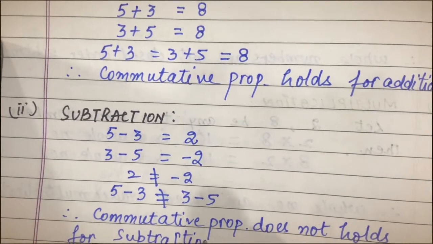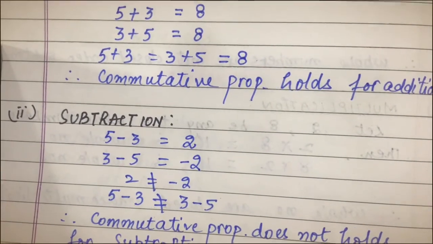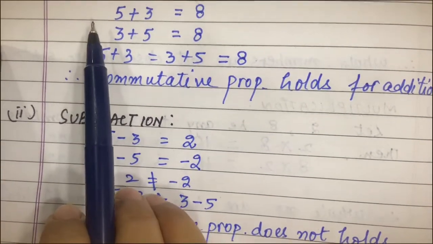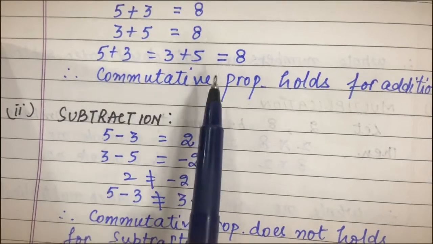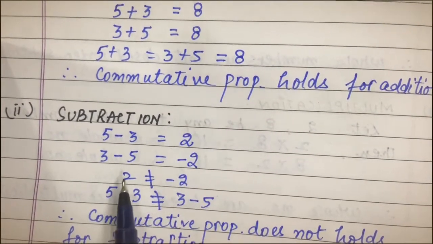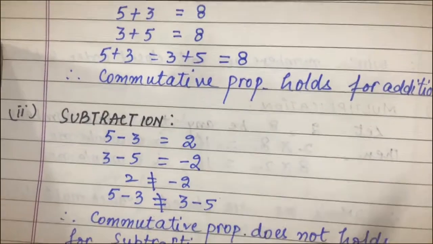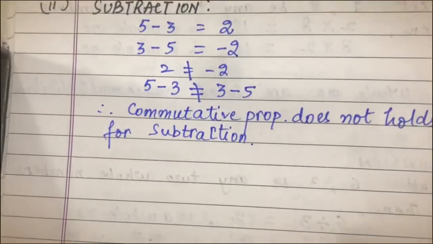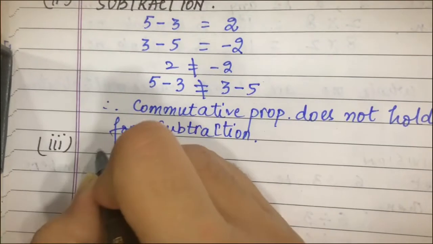Can you see and relate one thing in commutative property and closure property? Addition was true for closure property, so commutative holds, and closure was not true for subtraction, so commutative does not hold, right? Now the third operation which we are using, let's see for multiplication.